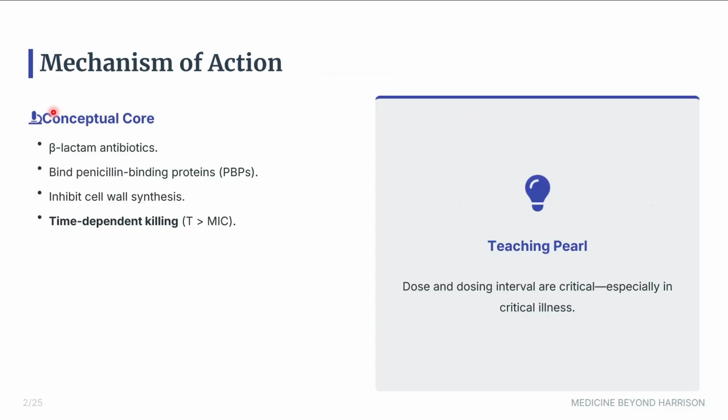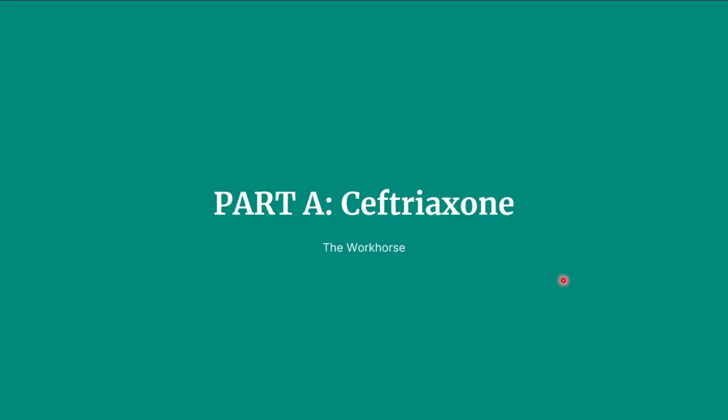So mechanism of action, basically it's a beta-lactam antibiotic group that binds to penicillin binding protein and inhibits cell wall synthesis. It is a time-dependent killing. Time more than the minimum inhibitory concentration means more of its killing. So it is bactericidal. So dose and dosing interval are critical, especially in critical illnesses, that we will discuss in the upcoming slides. So initially we'll discuss ceftriaxone.